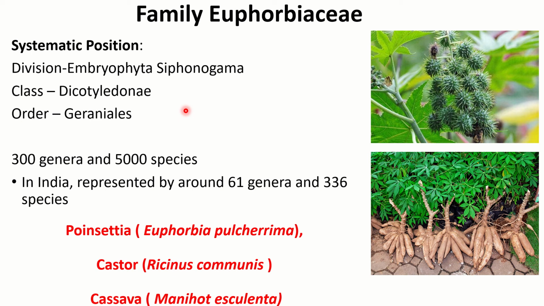The family includes around 300 genera and 5,000 species. So from this number you can estimate that it's a large family. In India, it is represented by around 61 genera and 336 species. Among them, the very famous ones are poinsettia, which is known as Euphorbia pulcherrima, castor, which is known as Ricinus communis, cassava or Manihot esculenta. These are very common.